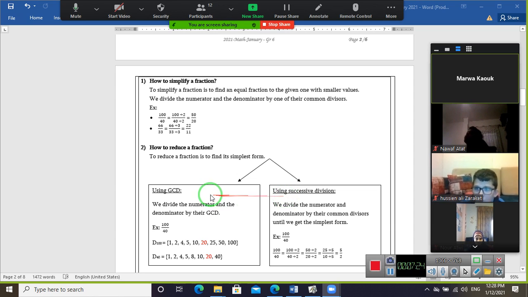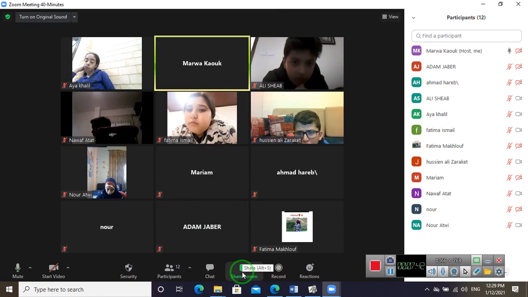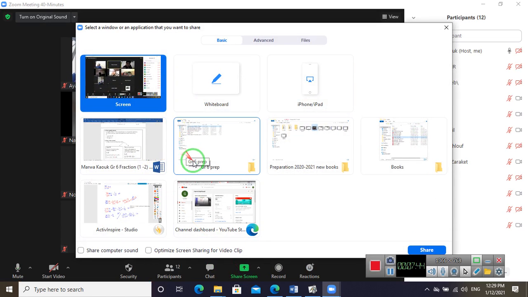How can we find the GCD? I will tell you by using the column method or the divisor method. Here they find the GCD of 140, and it will be 20. And here, for 140, they use successive division. You can find it in your books on page 51. So please move to your books, page 51, and let's read this agenda.